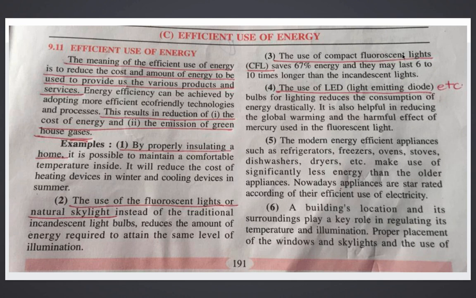Third point, use of compact fluorescent lights, CFLs. Yes, very prominent. We do use it a lot. Use of LED, light emitting diode. Now, what else is important in this topic other than writing the ways in which we can use energy efficiently?